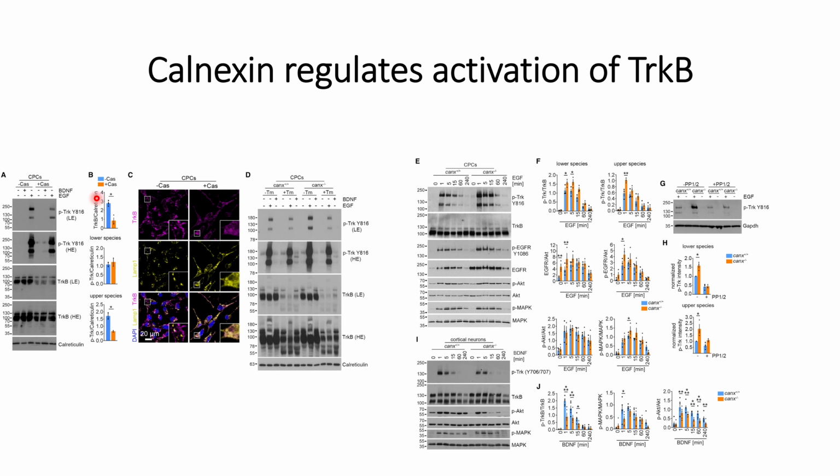In this case, we can see that the TrkB formations are high when there are no inhibitors compared to the case when there are inhibitors. However, for the phosphorylated TrkBs, there is not much effect in the lower species. That can be seen here, both without Cas and with Cas. However, in the upper species, there is an effect. There is a statistically significant difference when Cas is not used compared to the case where Cas is used.